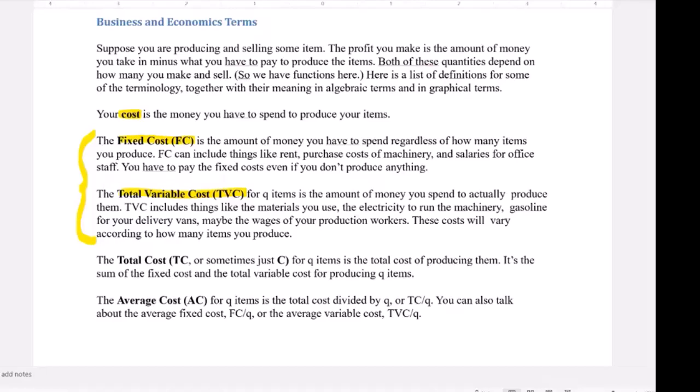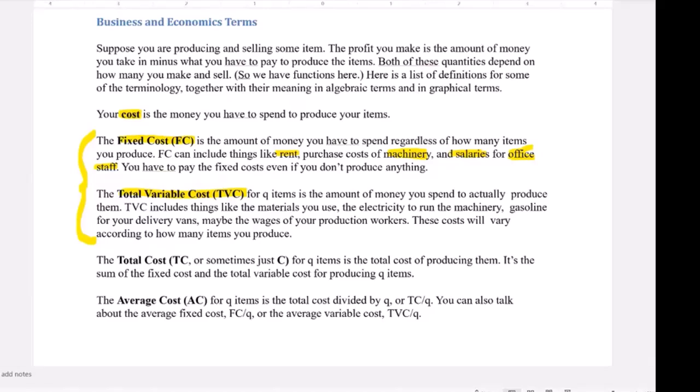So the fixed cost is the amount of money you have to spend regardless of how many items you produce. Things like rent, machinery, salaries. And here they're specifying salaries for office staff, because if you're not producing anything, you don't actually have to pay somebody to come in and not do anything. But you always have to pay office staff if you have a company. So you have to pay the fixed cost even if they don't produce anything.